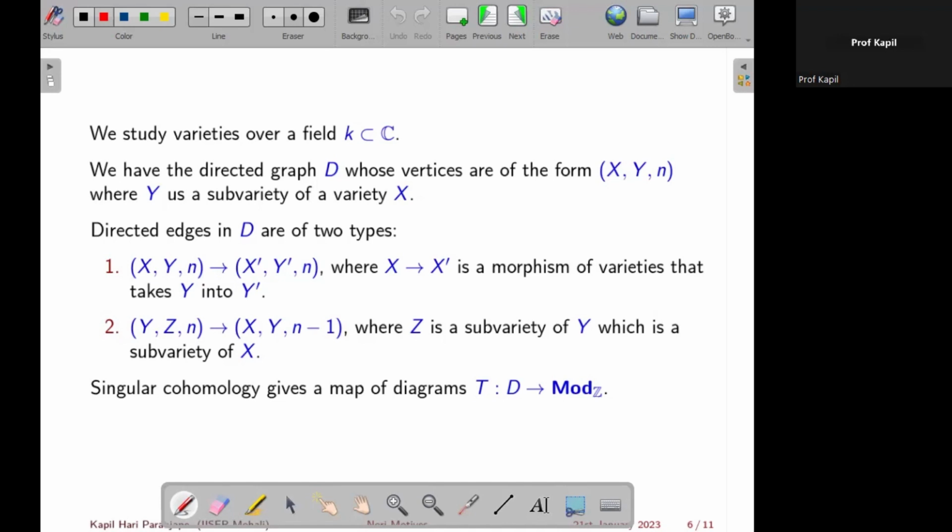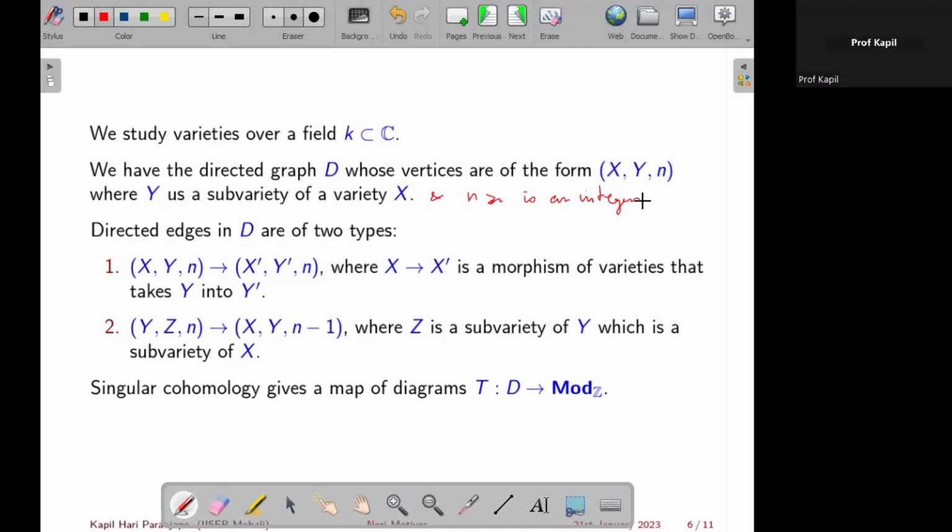And n is an integer. You want me to write this? Maybe I can write. And n greater than or equal to 0 is an integer. So we are choosing three things.